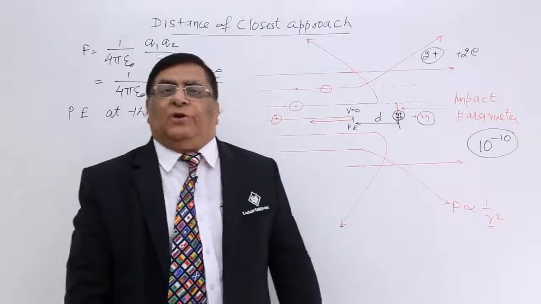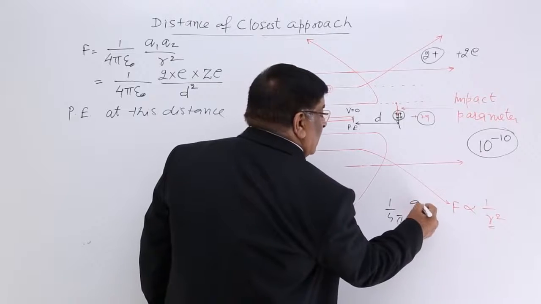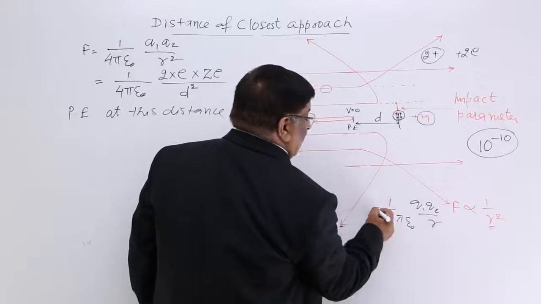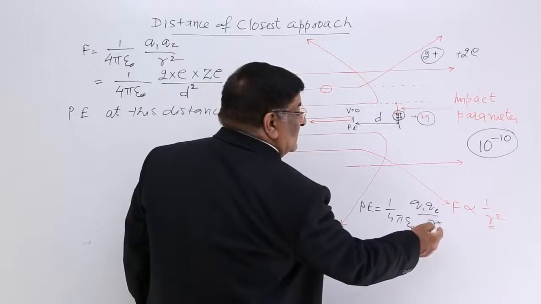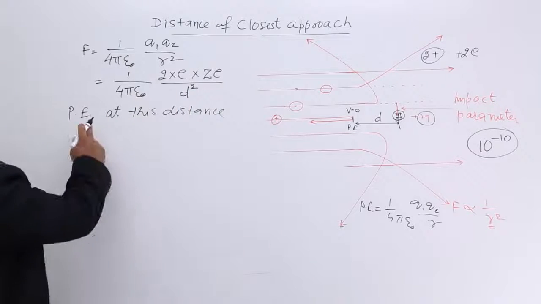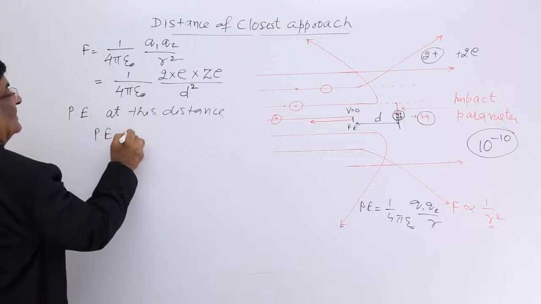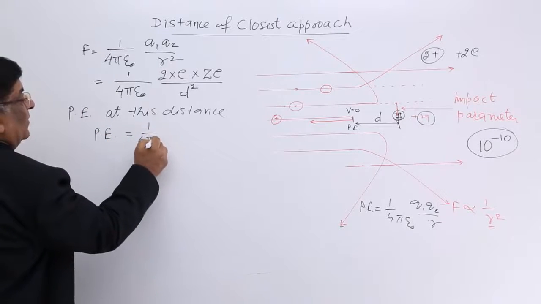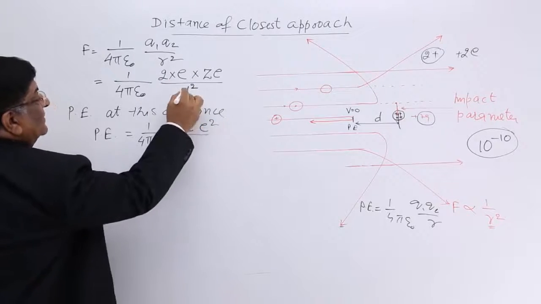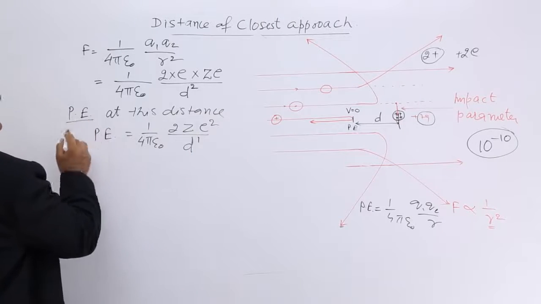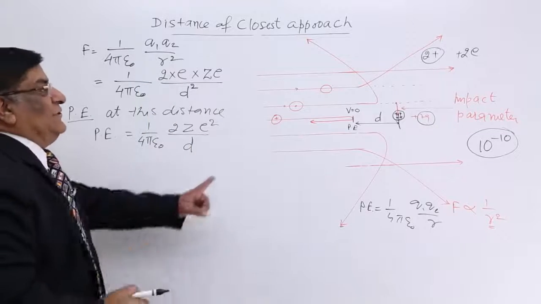Okay, what is the potential energy at this time? You remember the formula for potential energy between the two charges: 1 upon 4 pi epsilon naught q1 q2 upon r. This is the potential energy formula, same as force, but the power of r is 1. So we can write potential energy at this distance is equal to 1 upon 4 pi epsilon naught, and this is 2 z e square upon d to the power 1, because it is potential energy, not the force. So this is potential energy here.